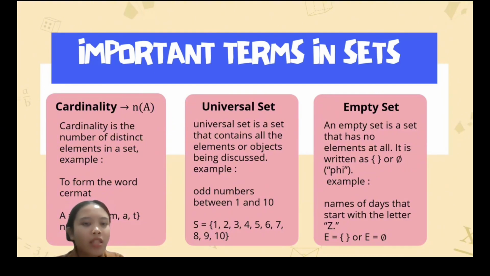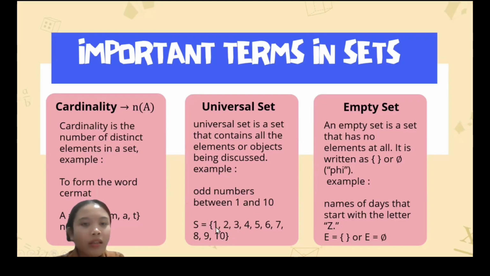Next is the universal set. Simply put, a universal set is a set that contains all the elements or objects being discussed. So all the other sets we are talking about are part of the universal set. The universal set is usually denoted by the letter S. The elements in a universal set vary depending on the context. For example, if we are discussing even and odd numbers between 1 and 10, then the universal set is the numbers from 1 to 10.